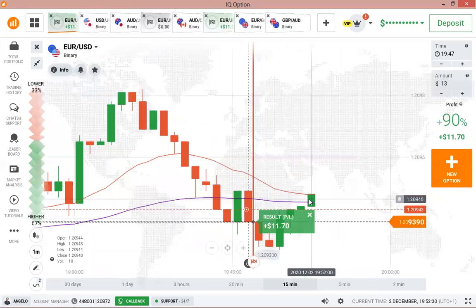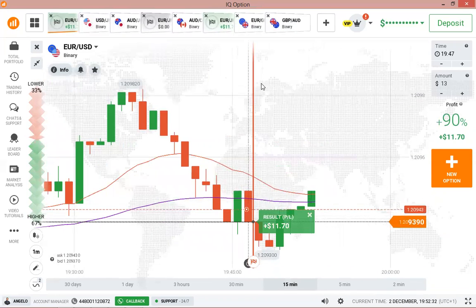Now we see the bias is approaching. That will be Euro USD.